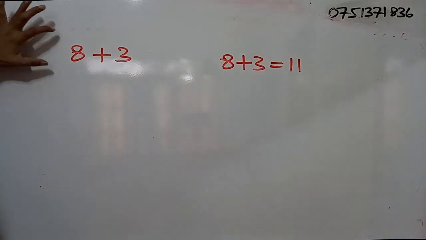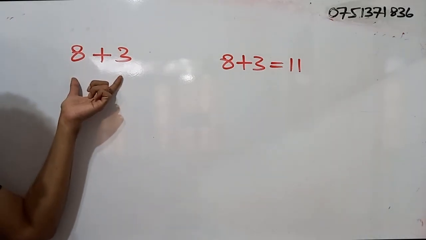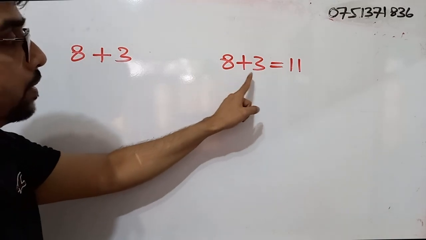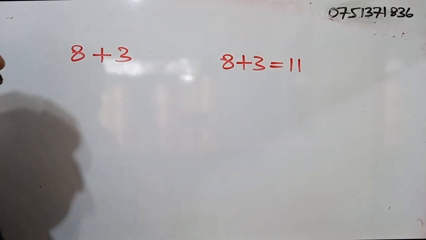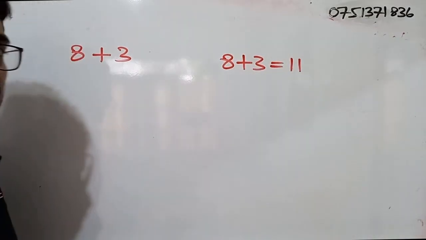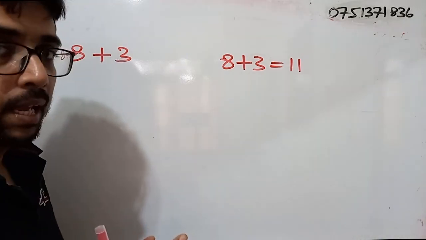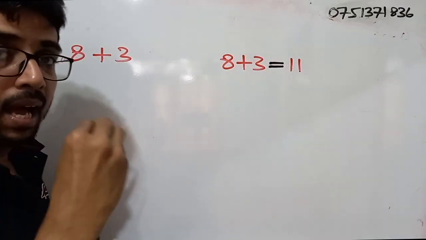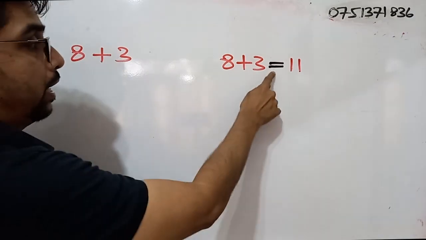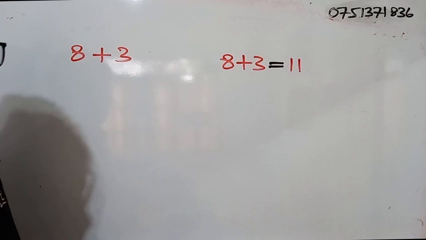If you take a look at the whiteboard, here we have 8 plus 3. Here we have 8 plus 3 equals 11. So here we have an equation. It is very easy for us to identify an equation. What is the reason? In an equation, there definitely will be an equal symbol. So what is this? This is an expression.